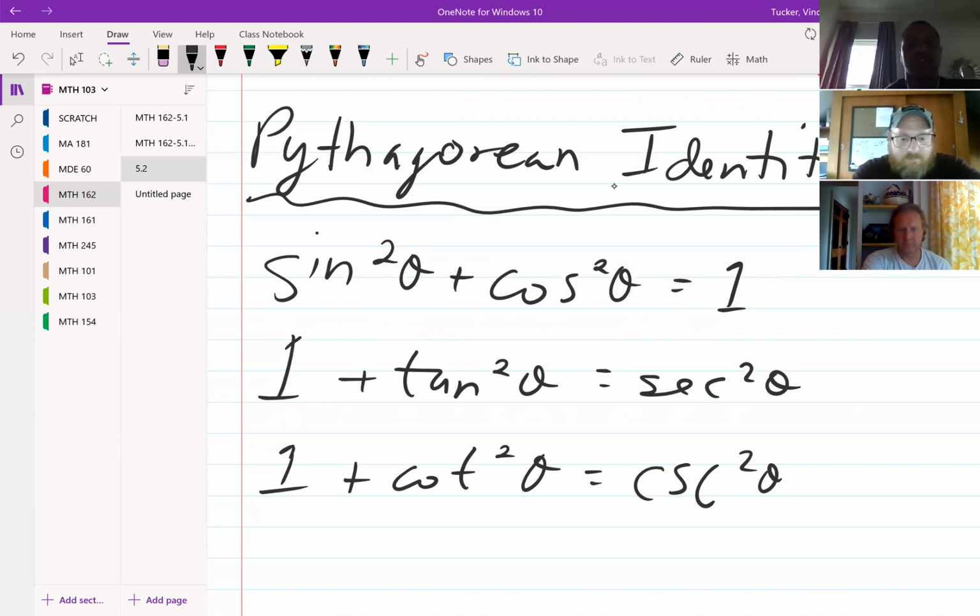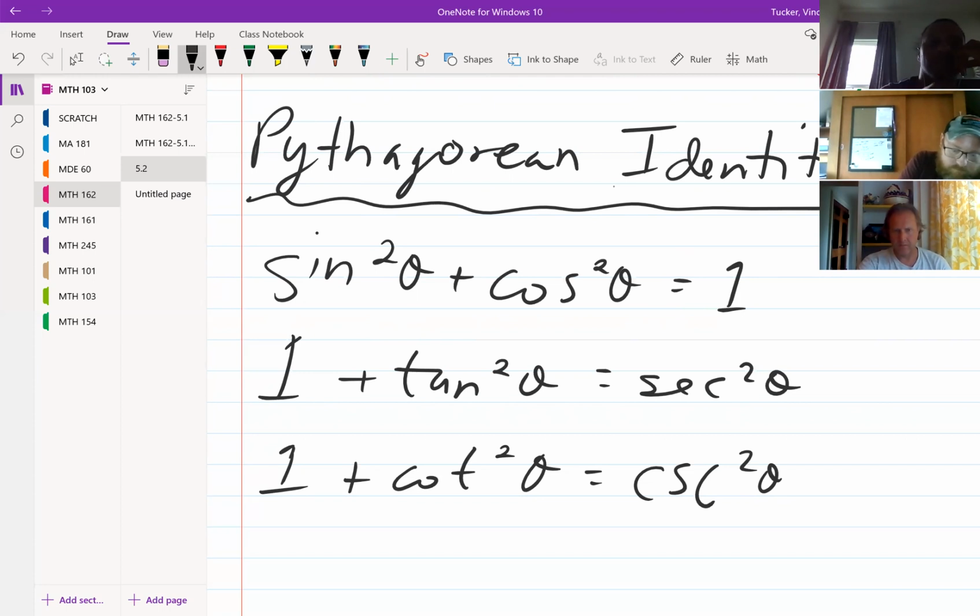So here are our Pythagorean identities. Sine squared plus cosine squared is equal to 1. 1 plus tan squared is equal to secant squared. 1 plus cotangent squared is equal to cosecant squared. Hopefully I hope that you will remember them all, because if you can commit them to memory, you can commit them to usage.